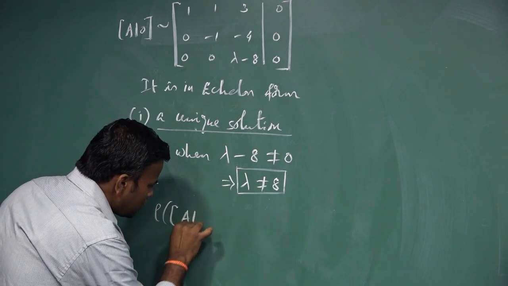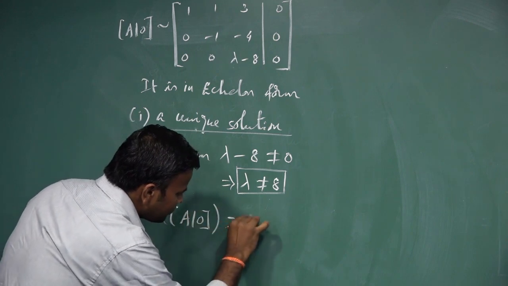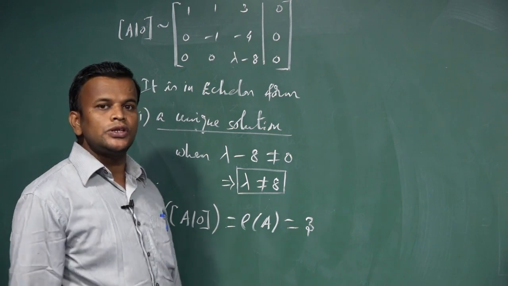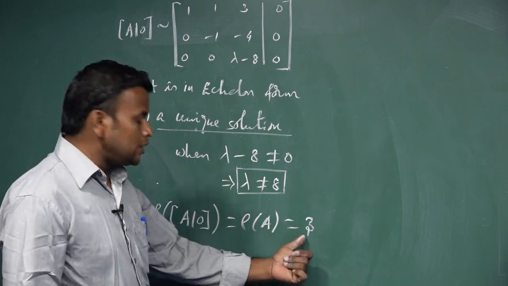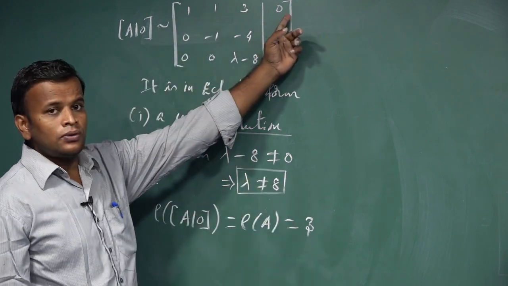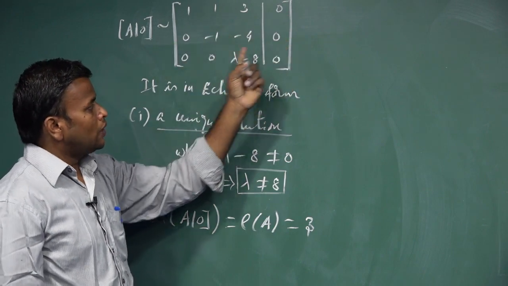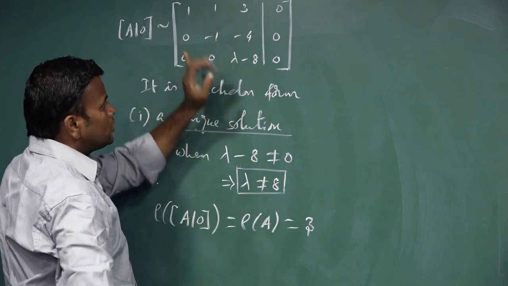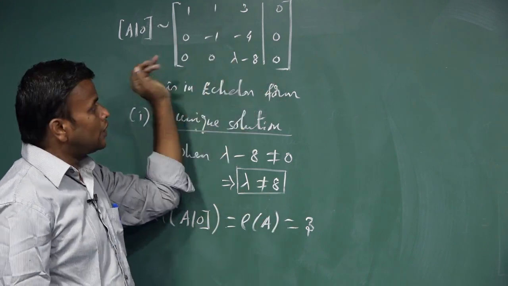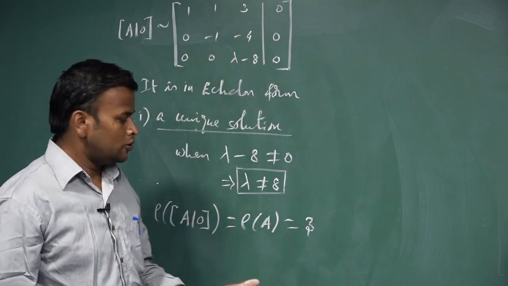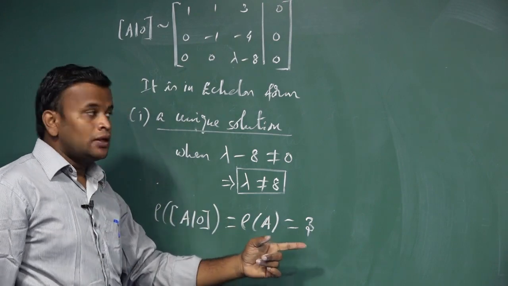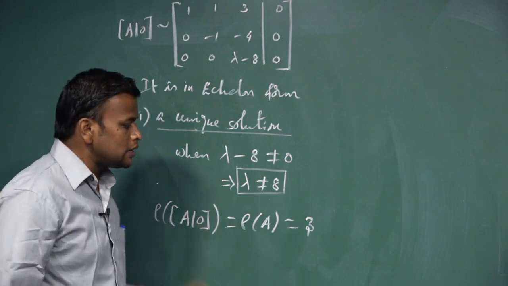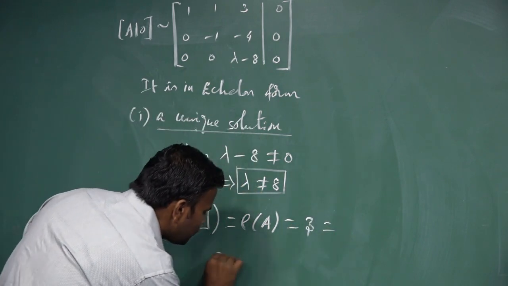Rank of A|0 and rank of A, I say both ranks should be equal to 3. How is it 3? 1 non-zero row, 2 non-zero rows. We already said the value of lambda is not equal to 8, so it is also a non-zero element. So the third row is also a non-zero row. So the rank of A|B is 3. And leaving the last column, the rank of A is also 3, where 3 is nothing but our given number of unknowns.